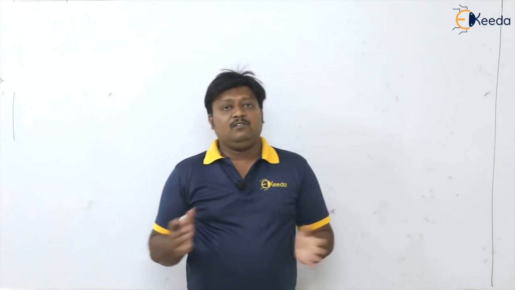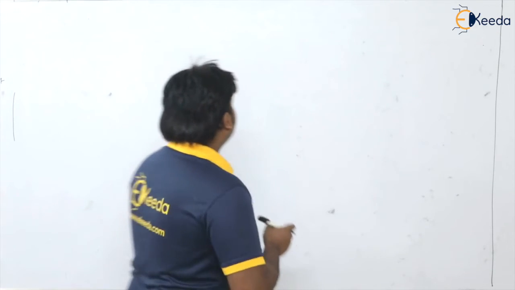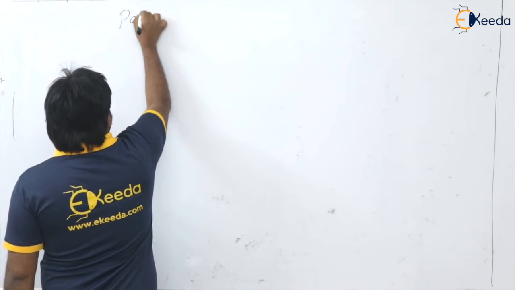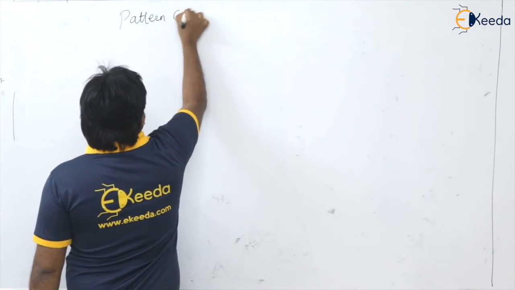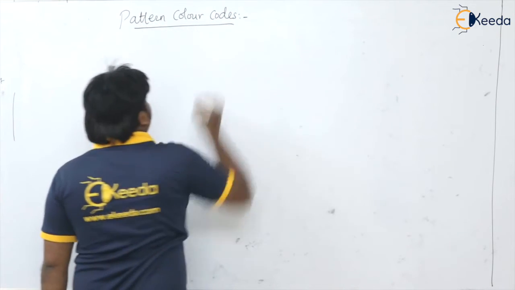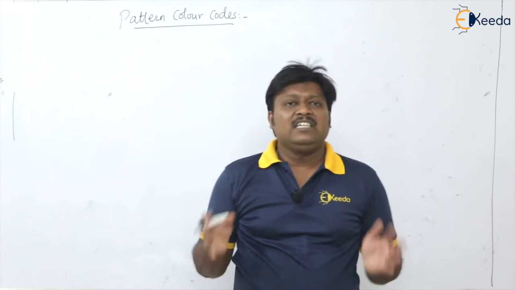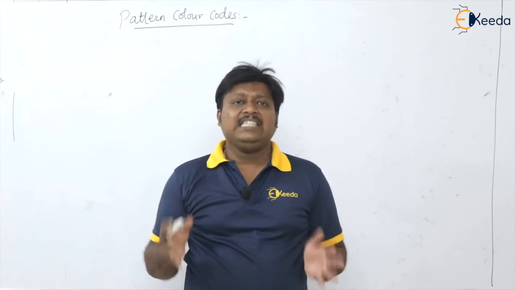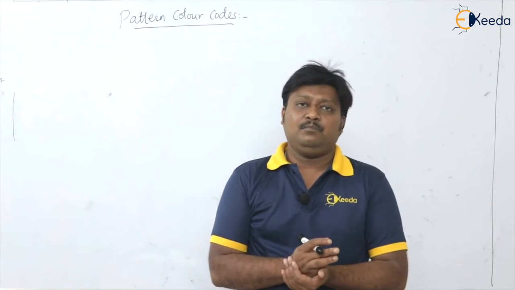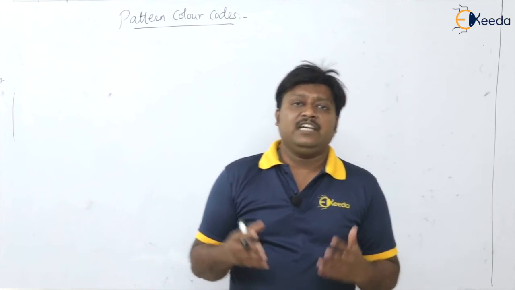Dear students, now we have seen the various kinds of patterns which are used for mold making. Now let us see what the color codes are which are used for the patterns. Pattern color codes. Generally the patterns are painted with contrasting colors such that the mold maker can easily understand the functionality of that pattern.